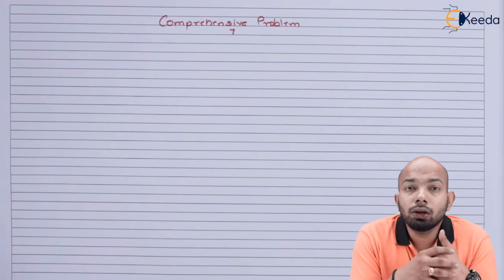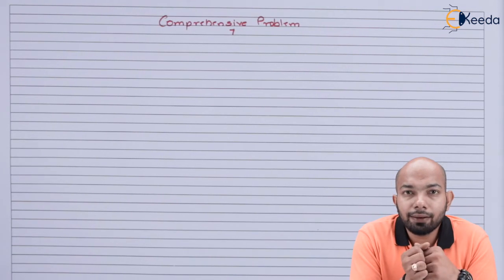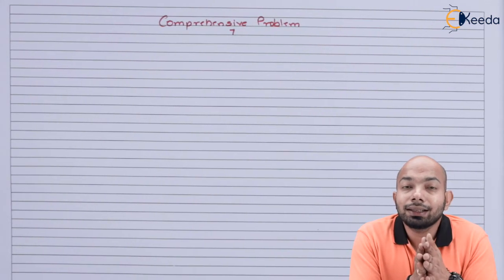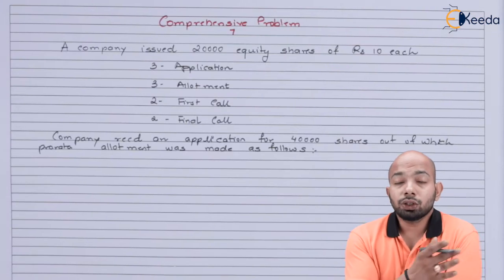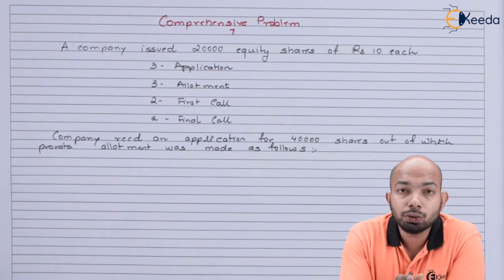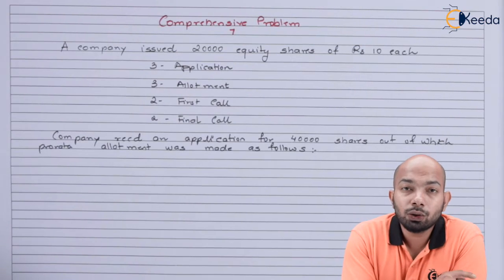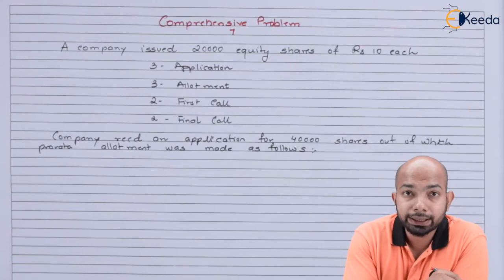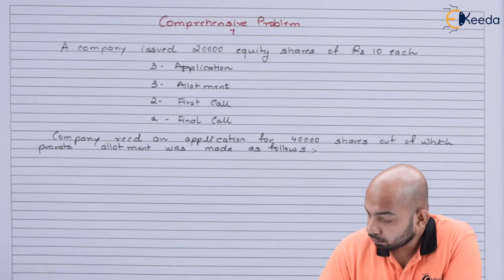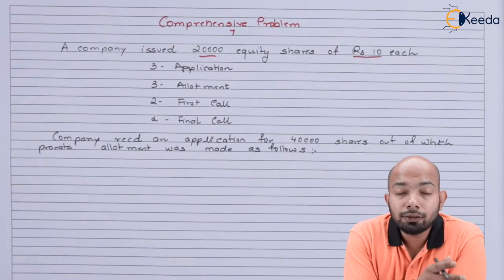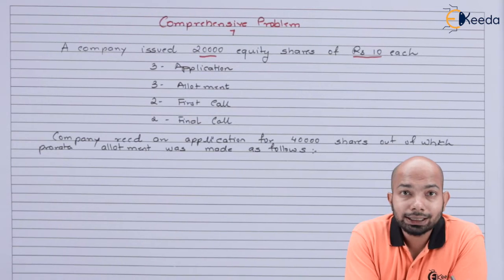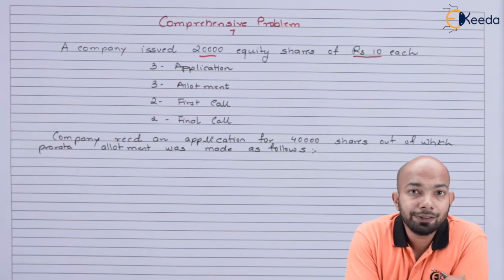So, let's figure out what basic details are supposed to be provided in the question. Let's jot down the question first. This question refers to a company that issued 20,000 equity shares at rupees 10 each. This rupees 10 was then further segregated into 4 categories: application, allotment, first and final call.